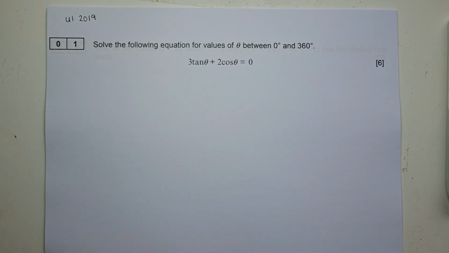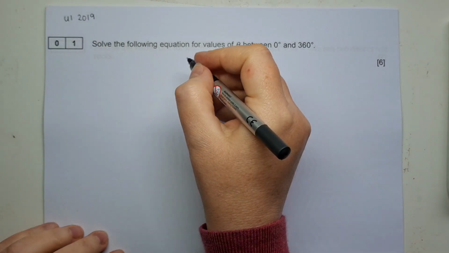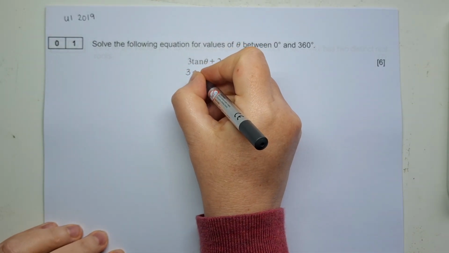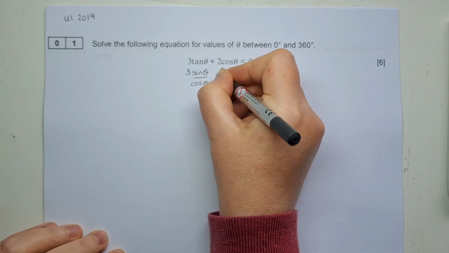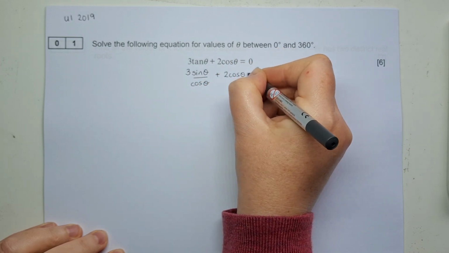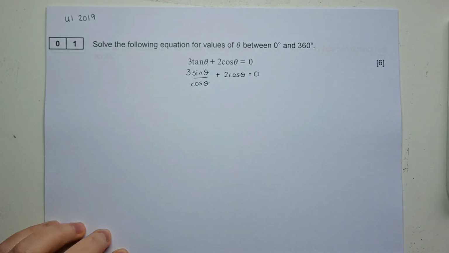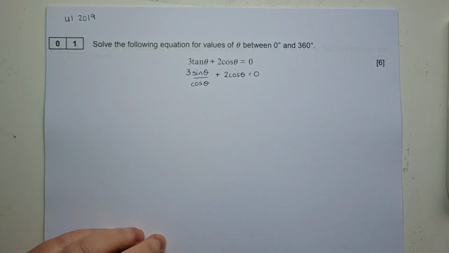Question 1. Solve the following equation for values of theta between 0 and 360 degrees. And we've got 3 tan theta plus 2 cos theta equals 0. So we need to start by changing tan into sine over cos. The next step would be to multiply through to get rid of fractions.